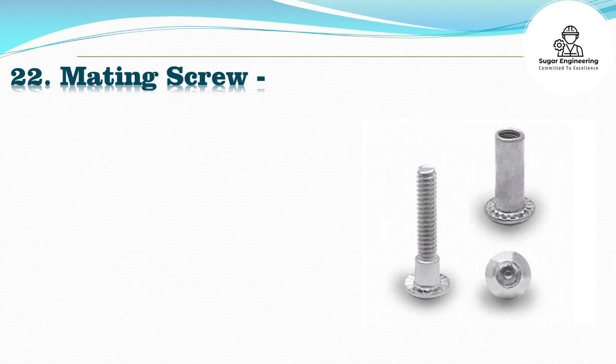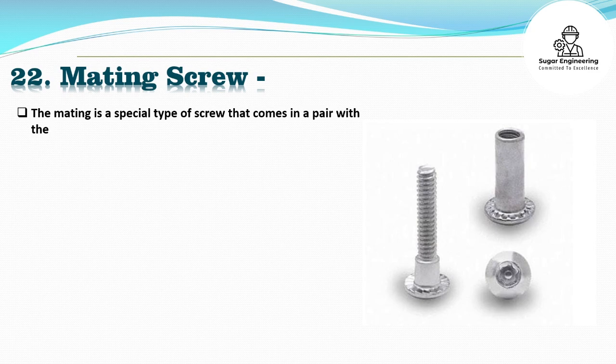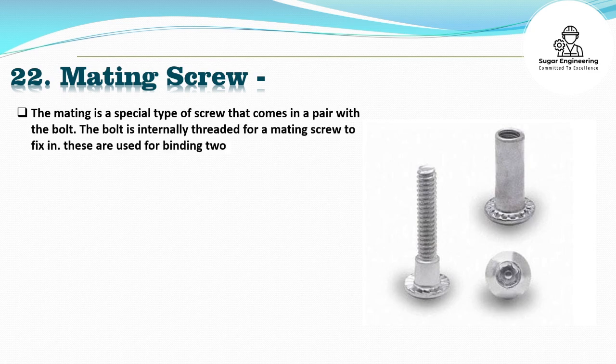22. Mating screw. The mating is a special type of screw that comes in a pair with the bolt. The bolt is internally threaded for a mating screw to fix in. These are used for binding two objects together, with heads attached on both sides.